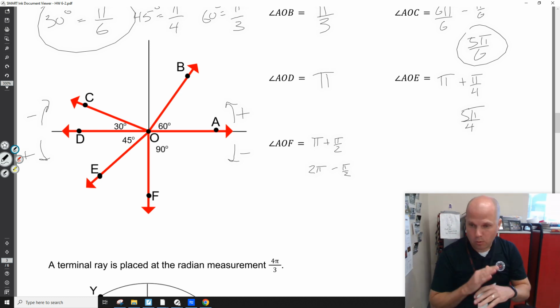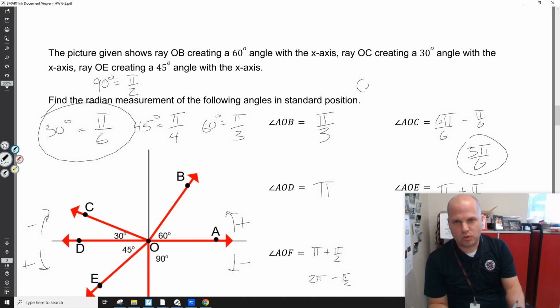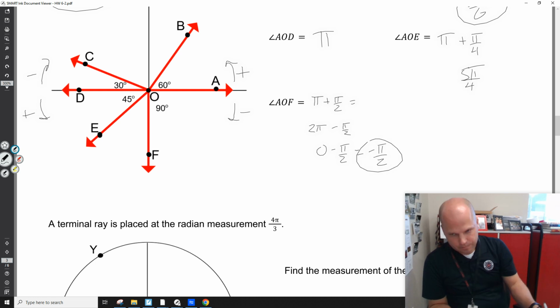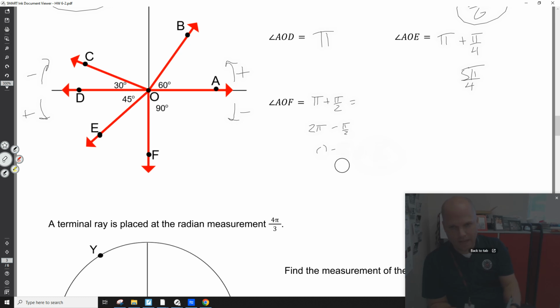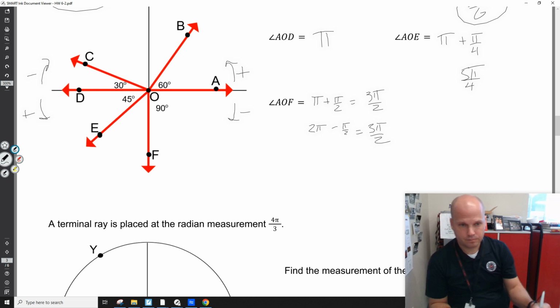You could also, but we're not going to worry about that. We're going to talk about standard position angles being between 0 and 2 pi. You could actually go from 0 and subtract pi over 2. And we will talk about how negative pi over 2 radians is correct in terms of its location, but in terms of standard position, we will be going around positively, and we won't want that answer. We'll either want 3 pi over 2 by adding from pi or 3 pi over 2 by subtracting from 2 pi. Okay.